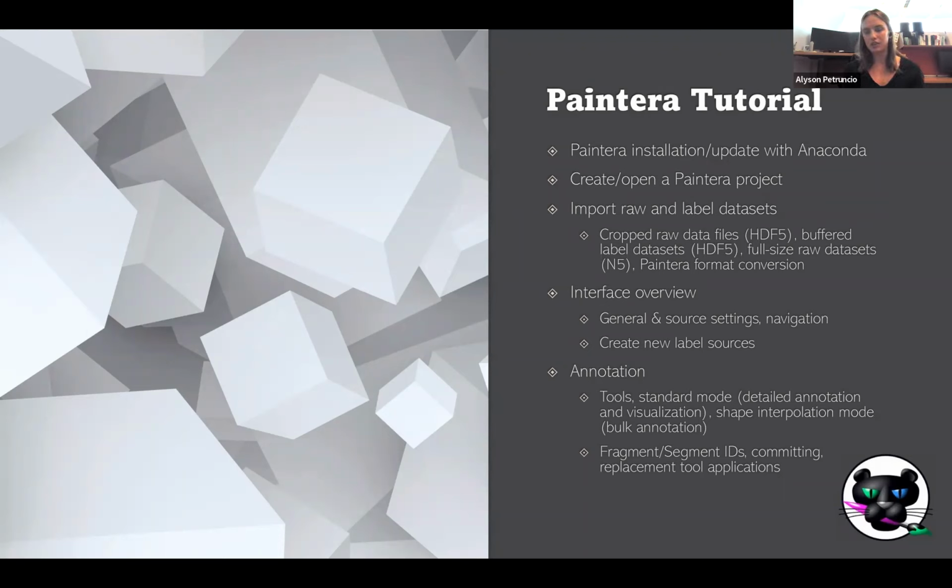And then we're going to finally cover fragment and segment IDs and how we've applied those in the CellMap pipeline, committing labels to canvas so that they automatically save to your N5-based Paintera project. And then we'll look at an interesting tool called the replacement tool and how that can be applied to existing labels.